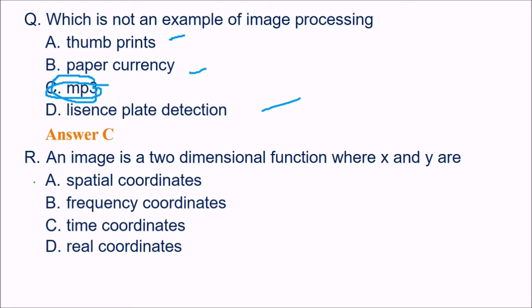Okay. Then next is, an image is a two-dimensional 2D function where x and y are what? The answer is quite obvious, an intuitive answer. So I guess you gave the correct answer. It is spatial coordinates.